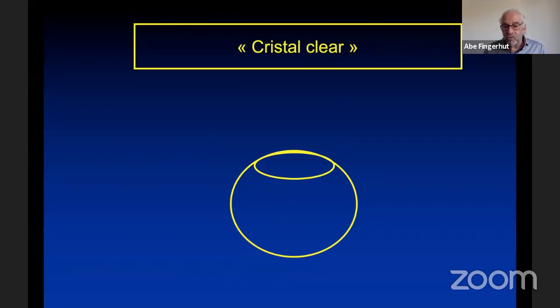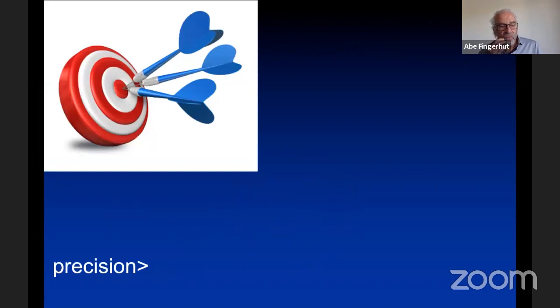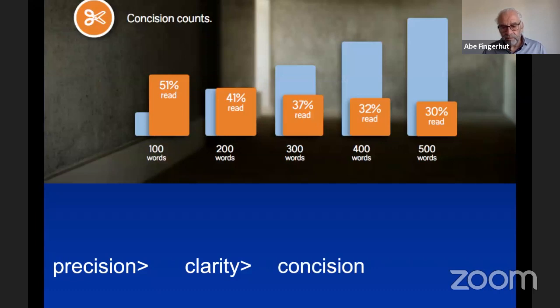So let's take a look now at that structure and the style. I'm going to start with the style. The first rule in medical writing style is based on three pillars: precision, clarity, and concision. And you see that there's a sort of priority, that precision is the most important. It should override clarity or concision whenever there's a conflict between the three. But you have to try to make sure that all three are taken into consideration.